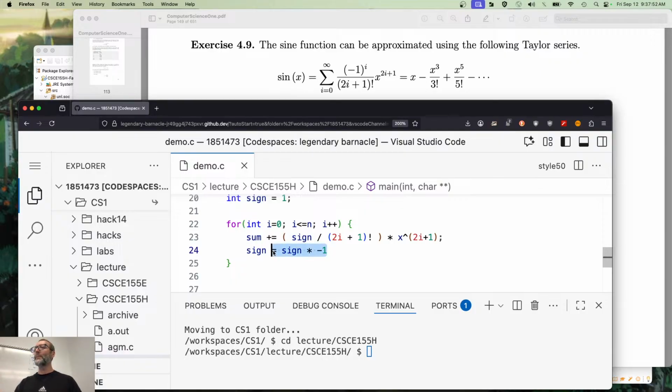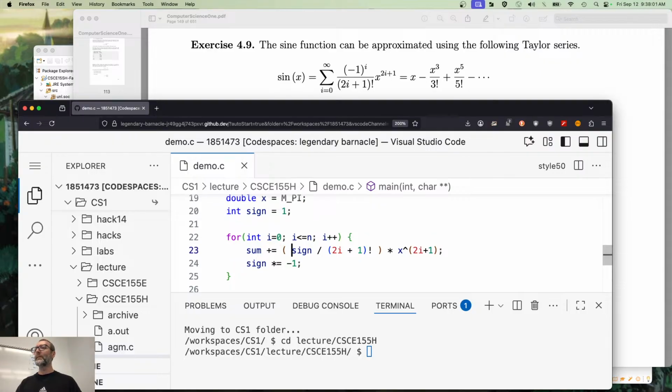Is there a more compact way of writing that? Times equals -1. There, oops, times equals. There we go. All right, great. All right, what about this thing down here? First of all, can I write 2i? No. 2 times i. Okay, that's good.